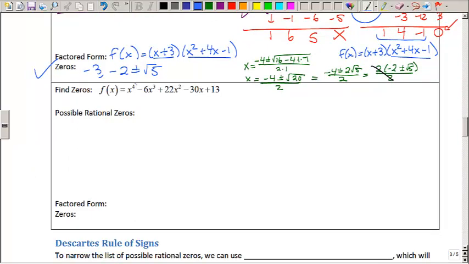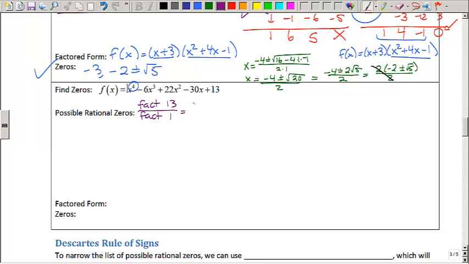The next one is an x to the 4th. In order to get x to the 4th down to a quadratic, that means I don't have to just find one real zero. I have to find 2 zeros, hopefully from my possible rational zeros list, before I can get down to quadratic, and then I can factor. So let's go ahead and list the possible rational zeros, which are the factors of the constant term 13 over the factors of the leading coefficient, which in this case is 1.